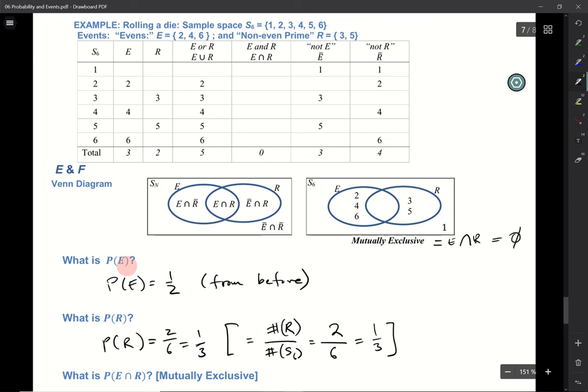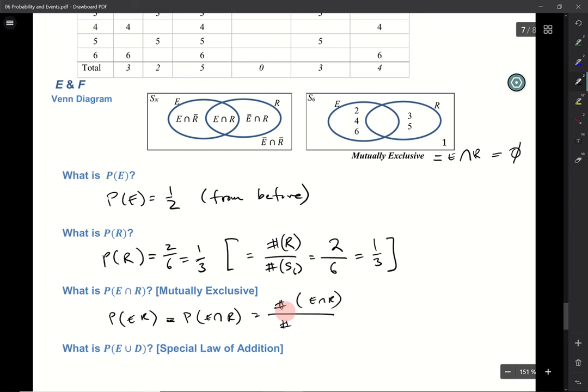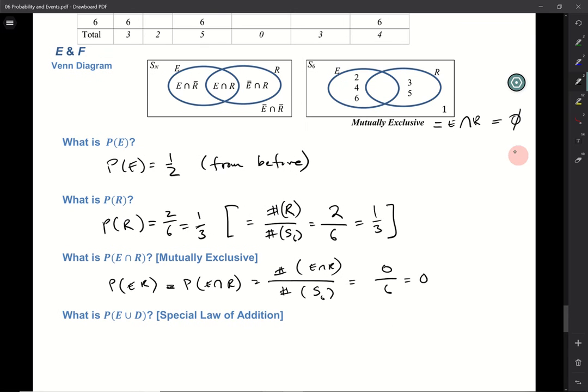Okay. So probability of the intersection, probability of E intersect R. Here I used a little bit of shorthand, where sometimes people leave out the intersect. So the number in E intersect R over the number in the sample space. There's nothing in the intersection, so the probability of the intersection of E and R is 0, because it's the empty set. Oh, sorry, this should be R over there.